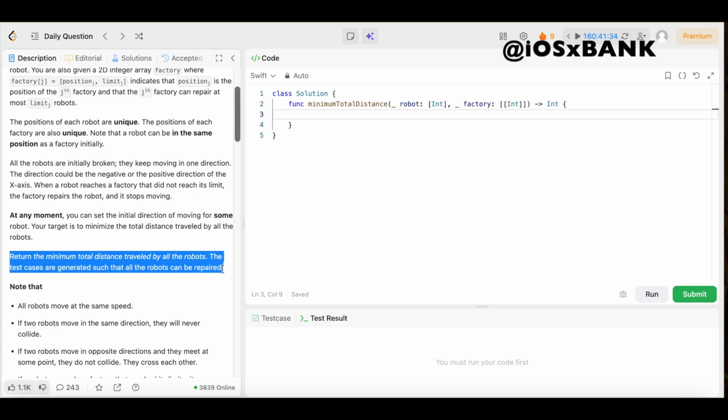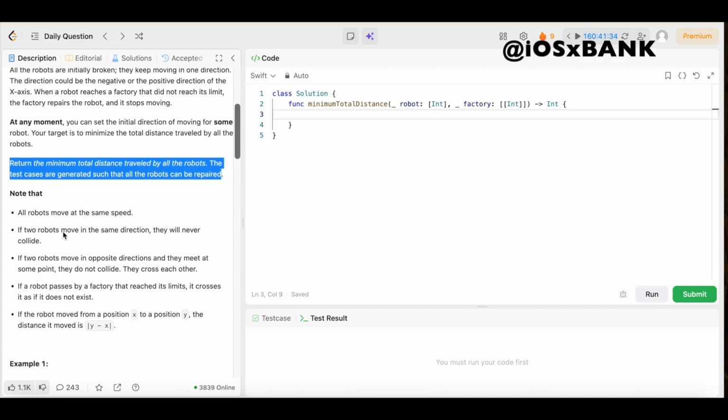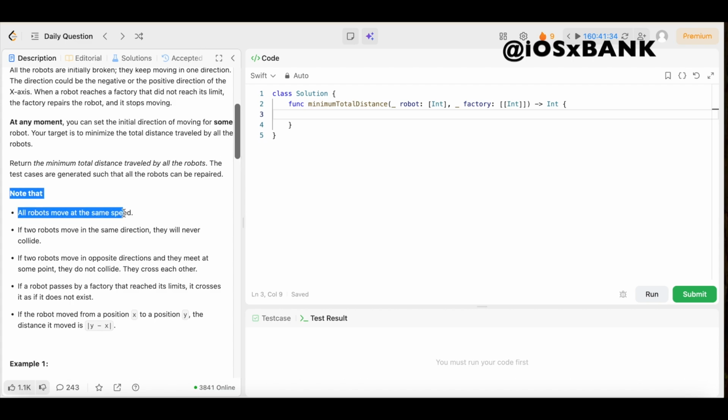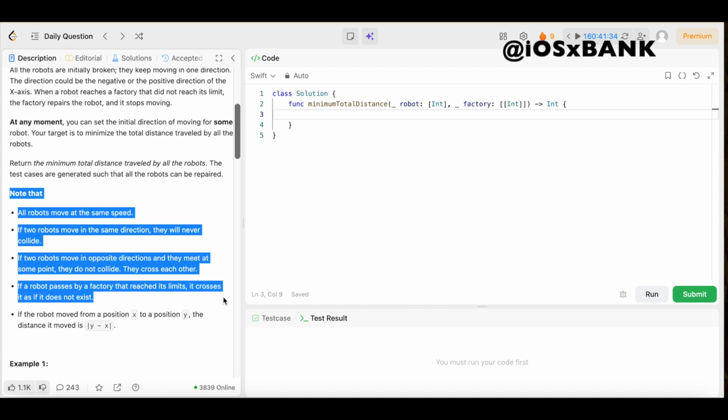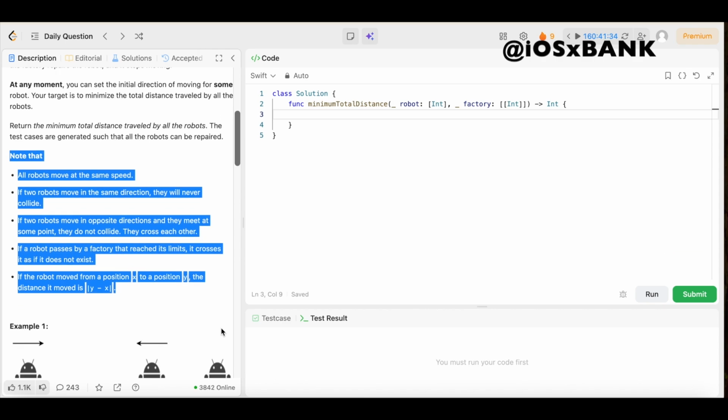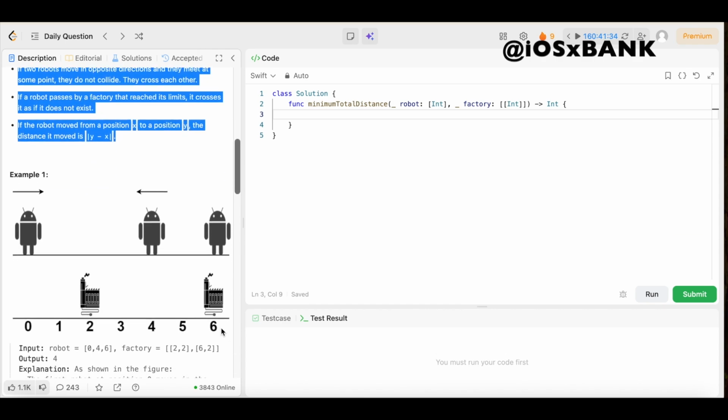The test cases are generated such that all the robots can be repaired. Note that all robots move at the same speed. If two robots move in the same direction, they will never collide. If two robots move in opposite directions and they meet at some point, they do not collide, they cross each other. If a robot passes by a factory that reached its limit, it crosses it as if it does not exist. If a robot moved from position X to position Y, the distance it moved is the absolute value of Y minus X. All right, y'all, so that sounds a little bit confusing at first.